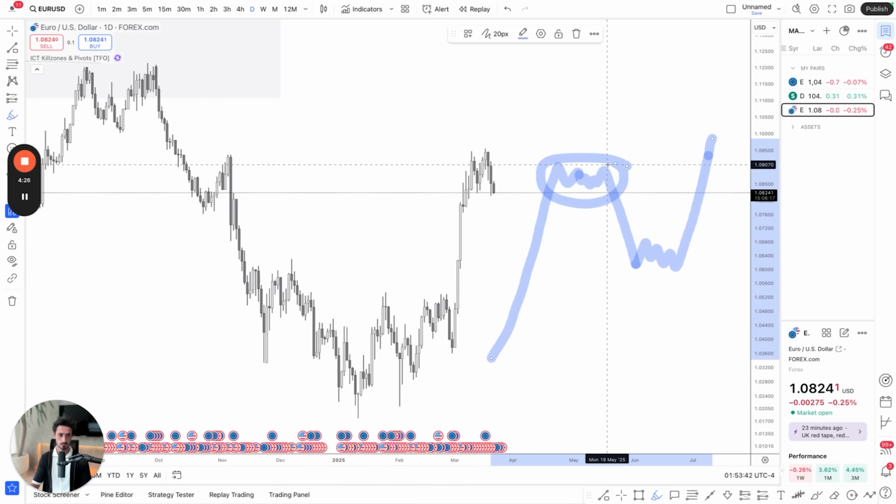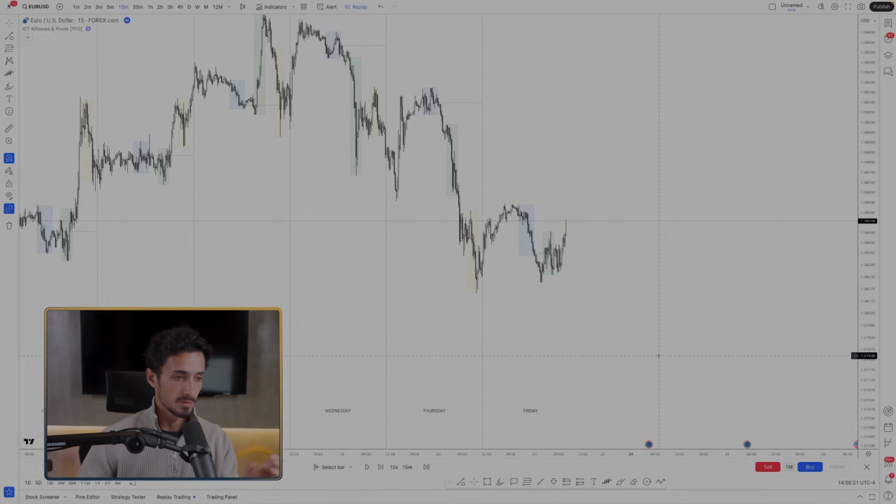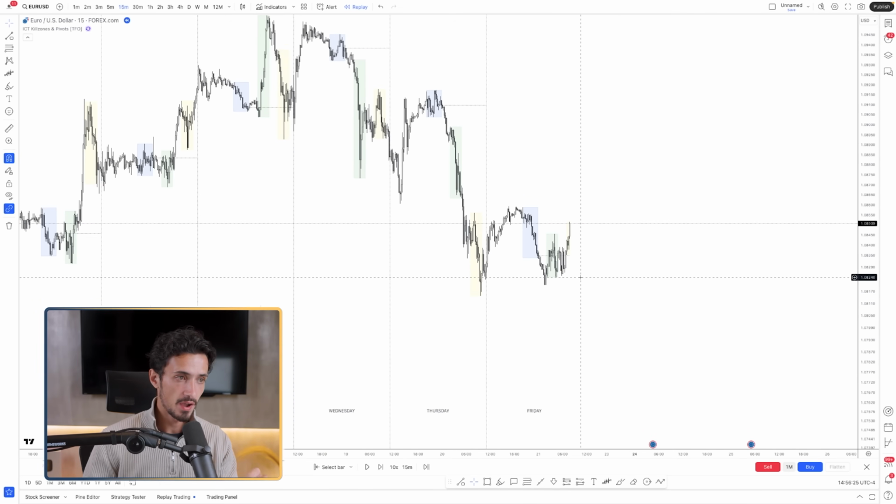But ultimately, this is the phase that we're currently in. So I'm definitely expecting lower prices for euro today. Cool. So here we are. It is Friday. We're into the final day of the week.